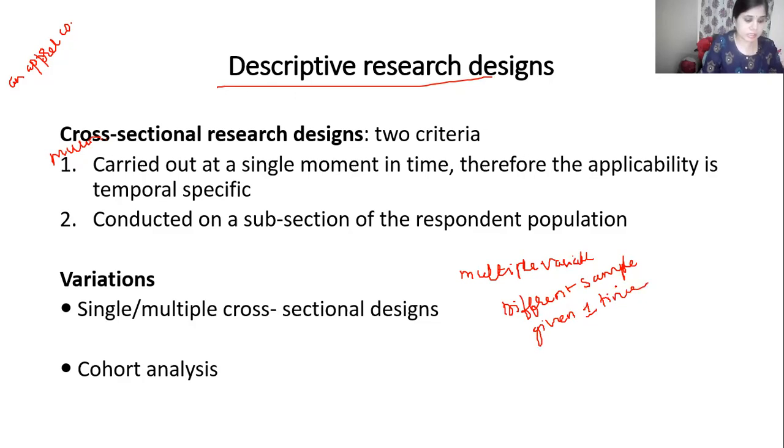It cannot develop a cause and effect relationship. So cross-sectional is carried out in a single moment of time, means one time. If you are doing research like that, with multiple variables, and respondents are divided into subsections, or you are trying with different samples, that is called cross-sectional research design.